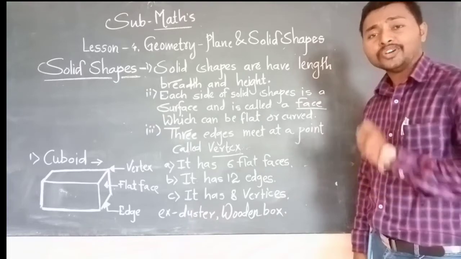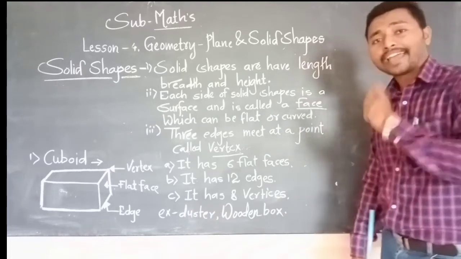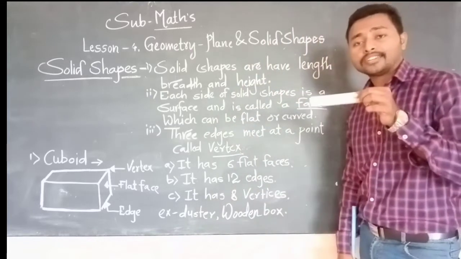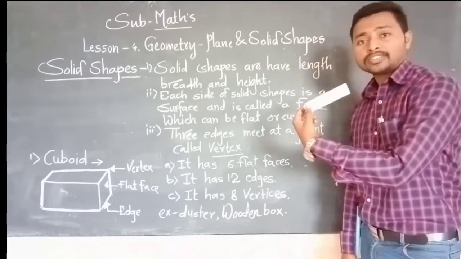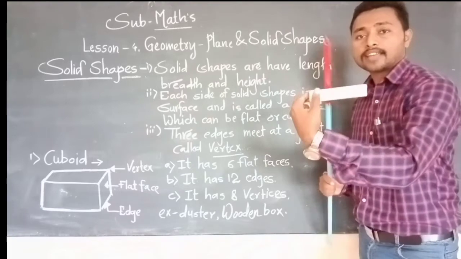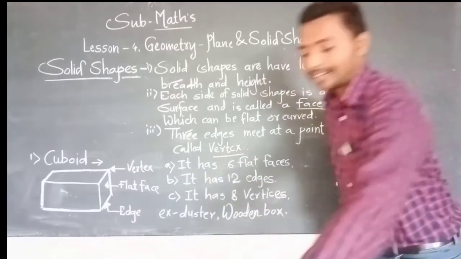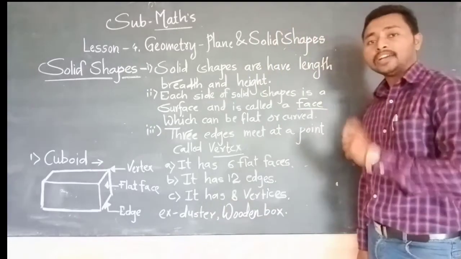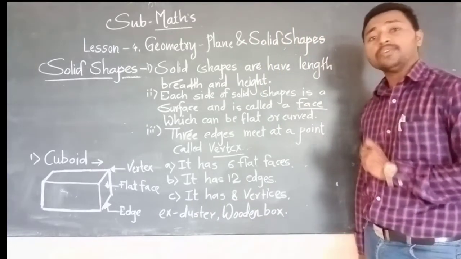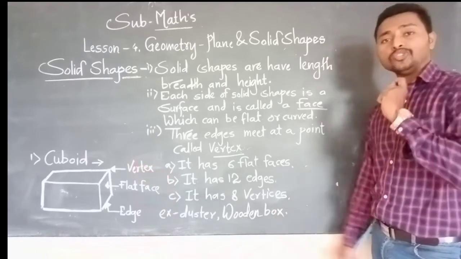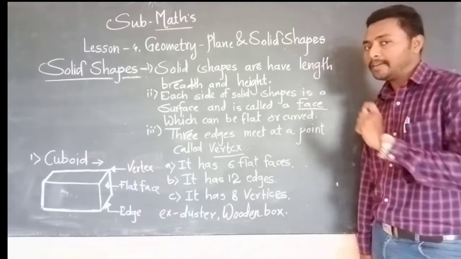Examples. A duster also shows the various characteristics of a cuboid. I would like to show you a duster. It looks like a cuboid. Opposite sides are also equal and it has 8 vertices. So everybody write down this vital information in your notebook and also draw a picture of a cuboid using a scale and pencil.